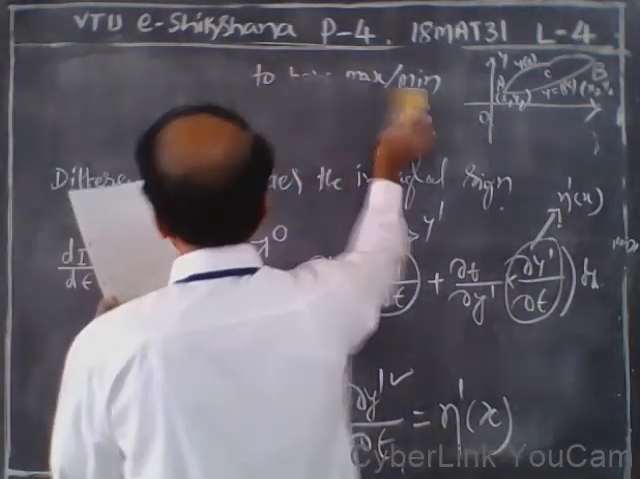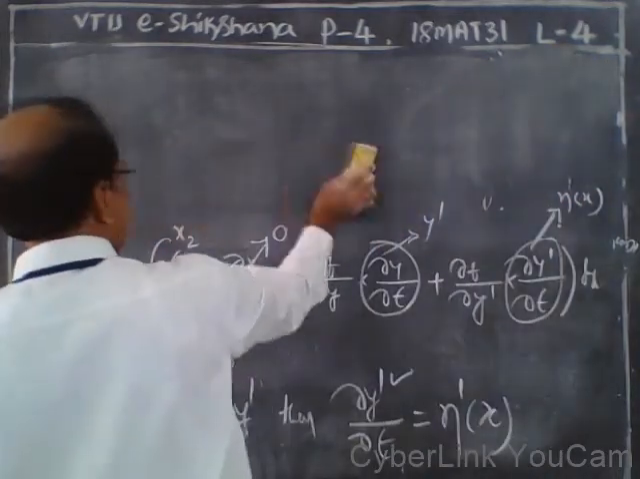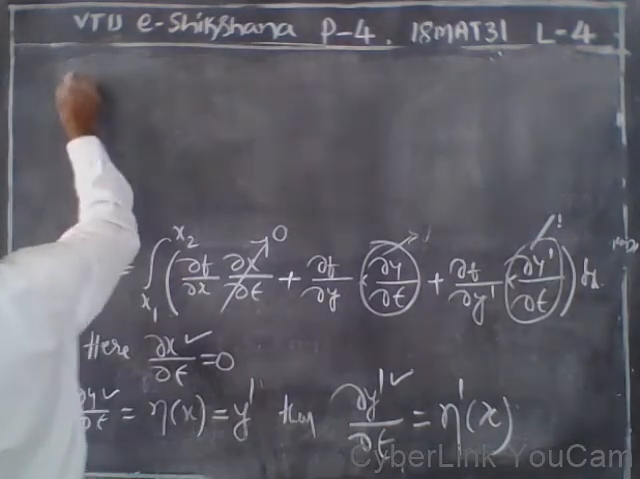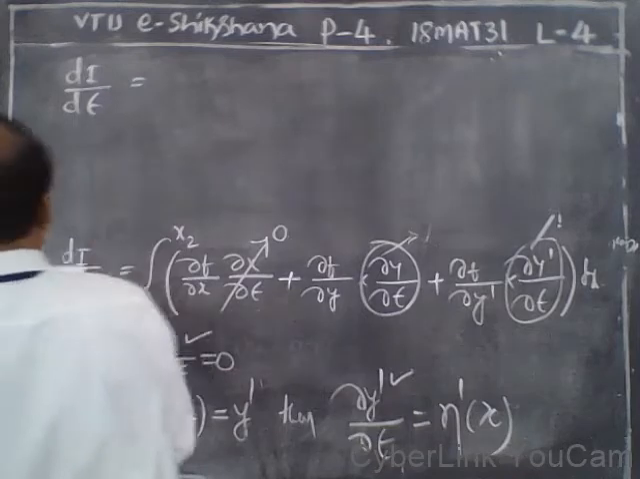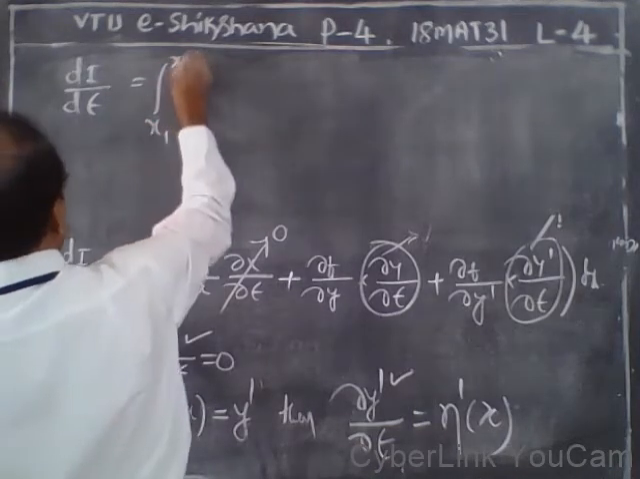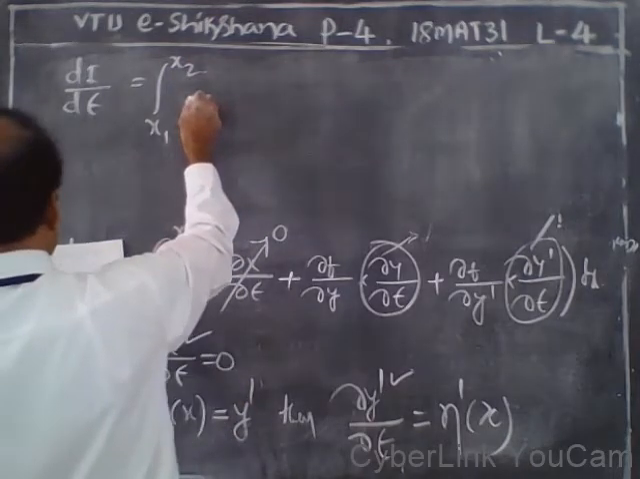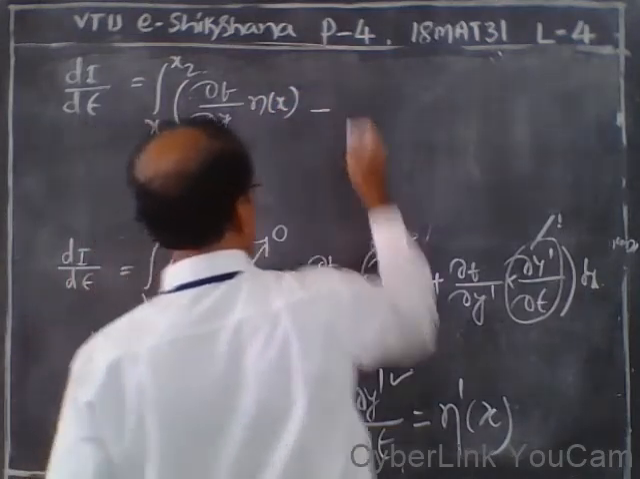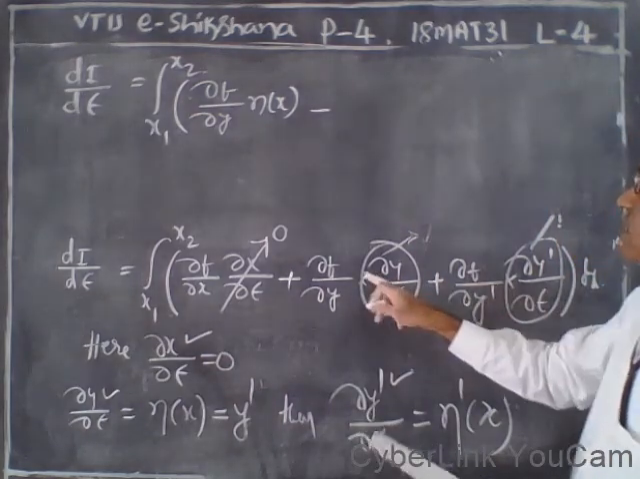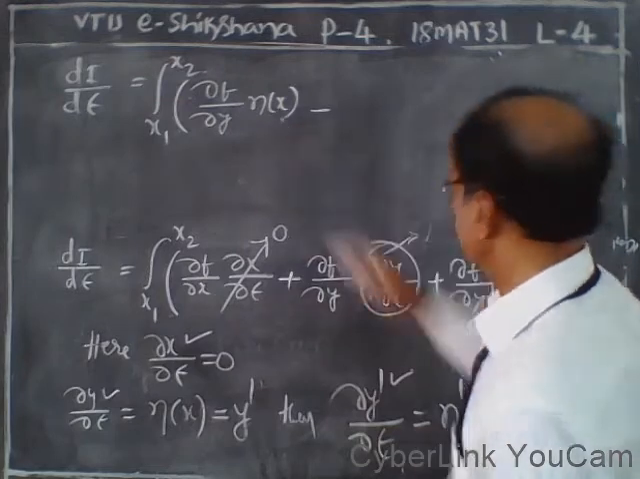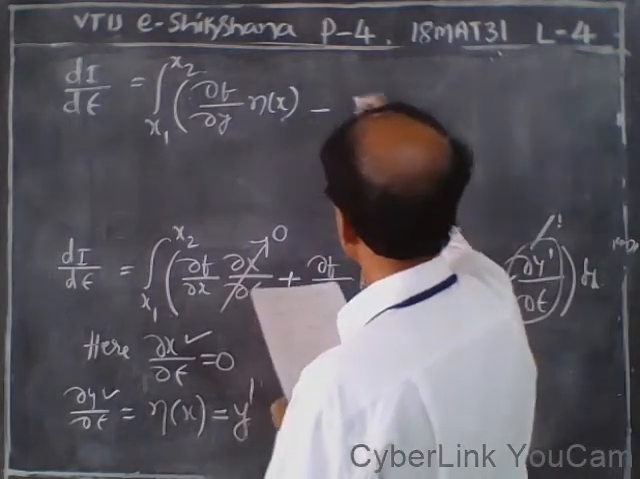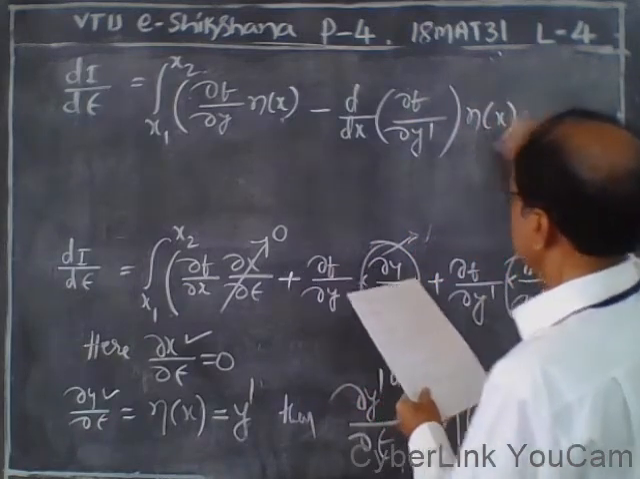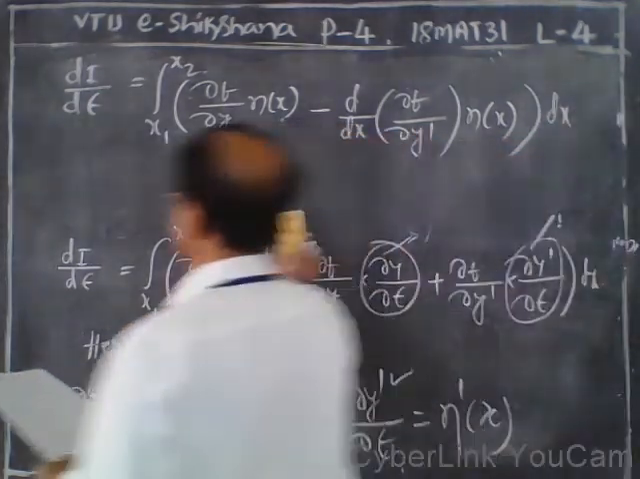In the next step, we consider these substitutions in the integral, and then according to the maxima minima procedure, it is to be equated to 0. How we take it: dI by d epsilon is equal to the integral from x1 to x2, this term totally becomes 0, and the next term will be del f by del y, that is eta of x, minus, this is del y by del epsilon, it is eta of x we have written, and this part of del f by del y dash can be taken as d by dx of del f by del y dash times eta of x, and the whole thing with respect to x.